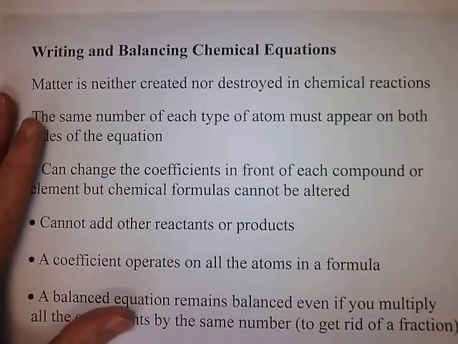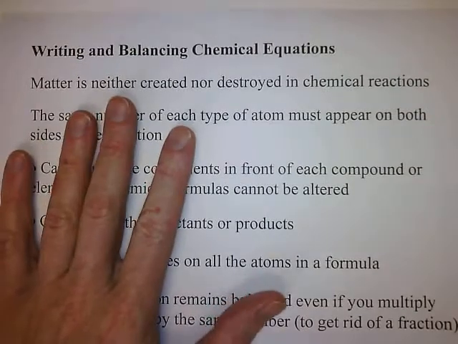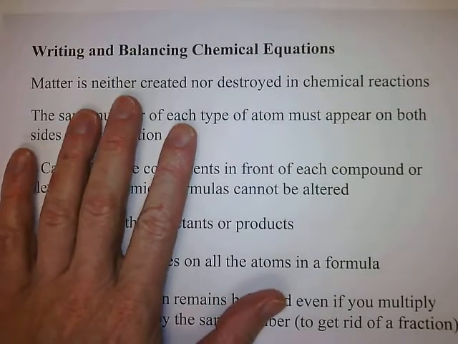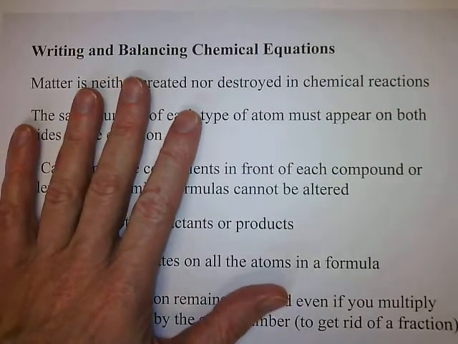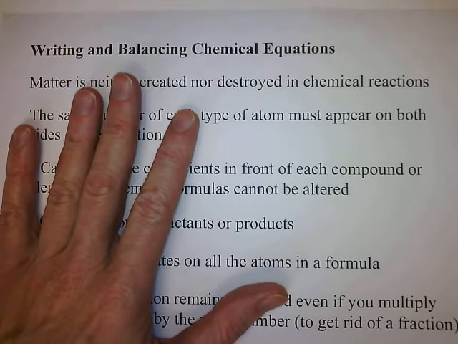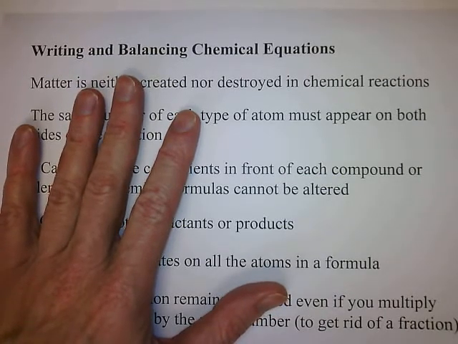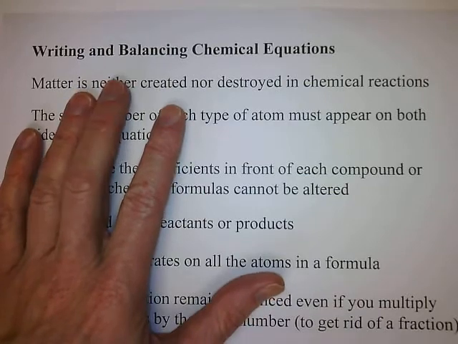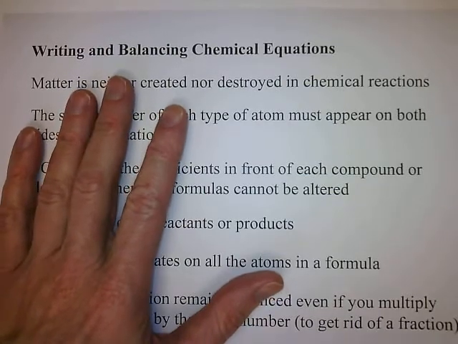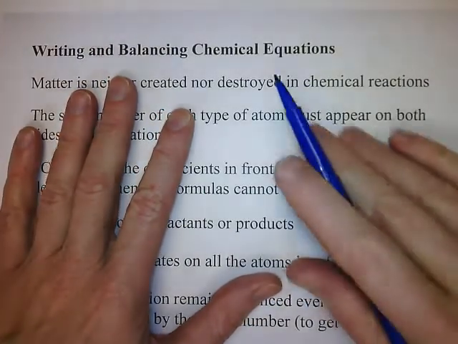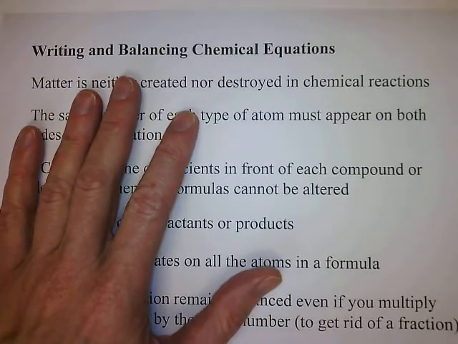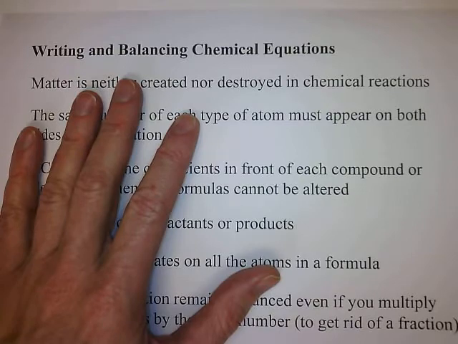So let's move to writing and balancing chemical equations. All right, so we talked about grams to moles and moles to grams. And then we talked about stoichiometry of a formula. Now let's talk about stoichiometry of basically chemical equations. And before we can get there, we have to start talking about writing and balancing chemical equations.